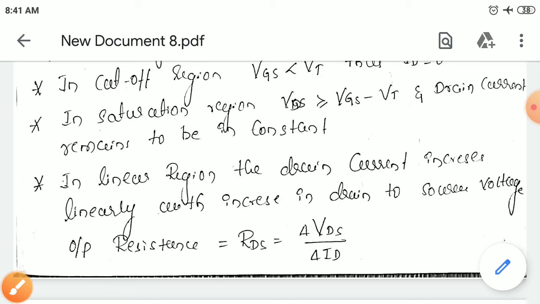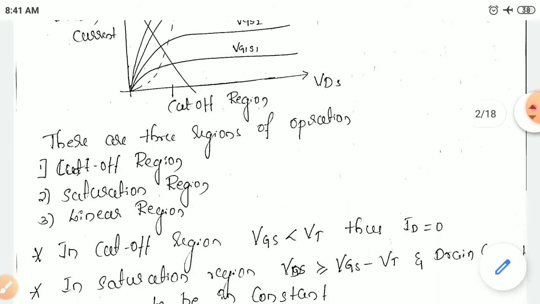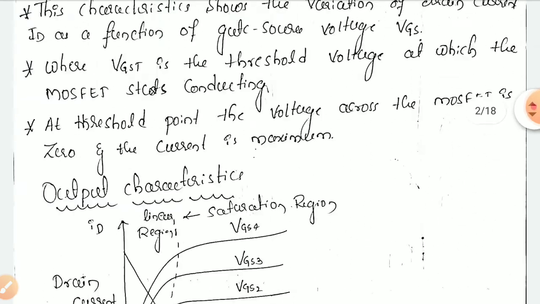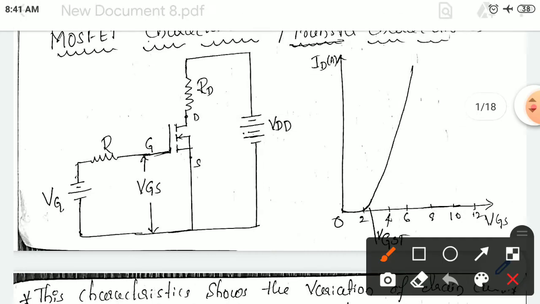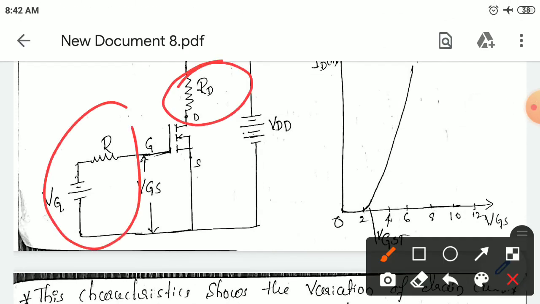So to calculate the resistance, delta VDS means the change in the drain-source voltage relative to the change in the drain-source current, the drain current. Using that you can calculate the output resistance. The input resistance can also be calculated the same way, using the IR formula.